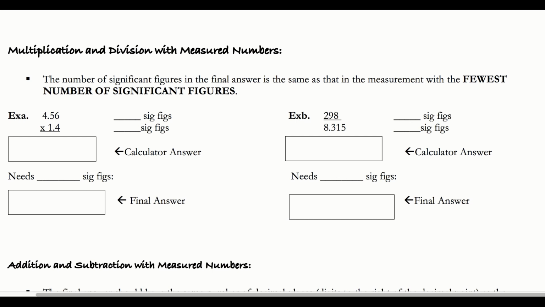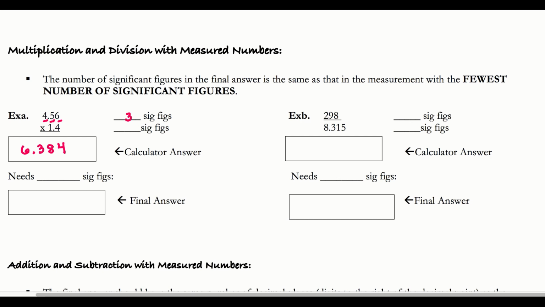So for example A, it gives me 4.56 times 1.4. The first thing I'm going to do is plug this into my calculator, and the answer I get is 6.384. Okay, that's my unrounded answer. Now, if I look at the two numbers I multiplied, 4.56, there's a decimal present right after the 4, which means I'm going to be counting from left to right. 4 is my leftmost number, so I'm going to start counting on the 4. So I'm going to have 1, 2, 3 sig figs.